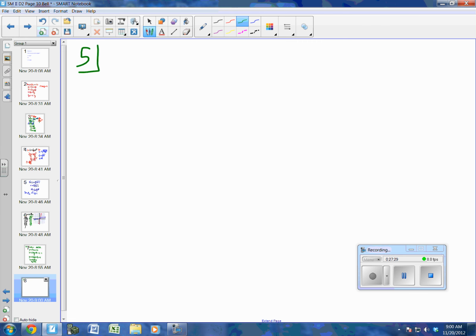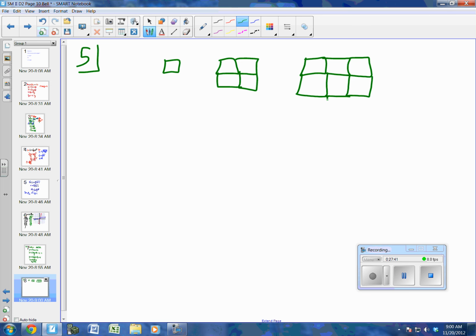Oh, you have a 1 by 1. Remember we did this in groups, you guys? We actually did this exact problem. And I could go 4 by 4 and so forth, right? I asked you to come up with an equation that would model this pattern.